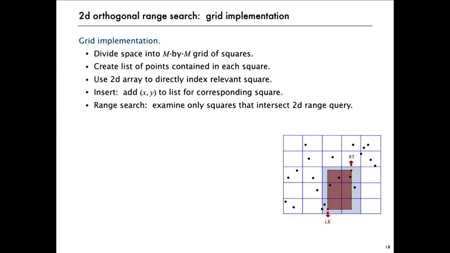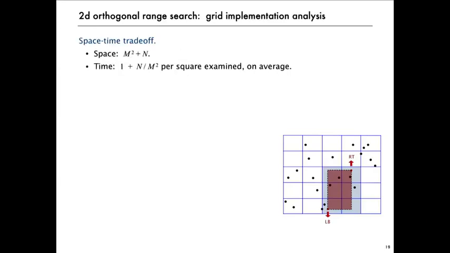And for insert, you just take x, y, figure out which square it belongs to, simply divide both coordinates by m, and look in the two-dimensional array, and just add the point to the list for the corresponding square. Then range search is only find the squares that intersect the query and process the points in that square. And depending on the value of the parameter m, you have a space-time trade-off.